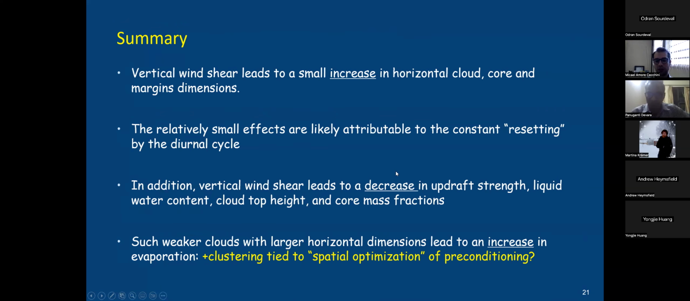And vertical wind shear leads to a decrease in updraft strength as well as cloud depth, and also decreases the core mass and volume fractions. But such weaker clouds with larger horizontal dimensions lead to an increase in evaporation that leads to more clustering and maybe what I call here a spatial optimization of the preconditioning effect. So if the clouds are more clustered together, they will release moisture in a specific region in the domain, and then it will precondition that region, not the whole domain. So that's what I mean by spatial optimization.